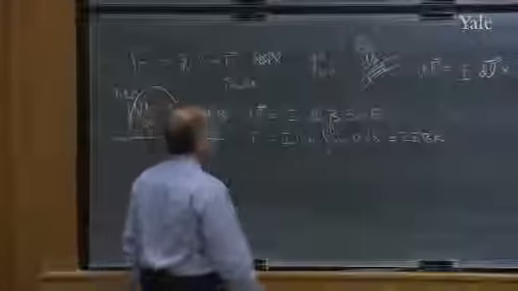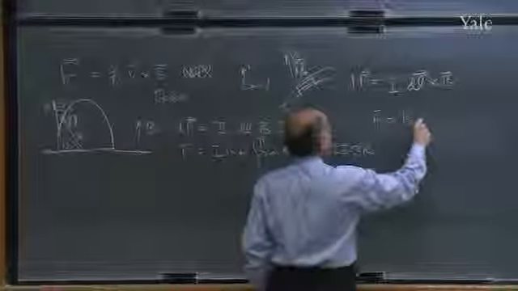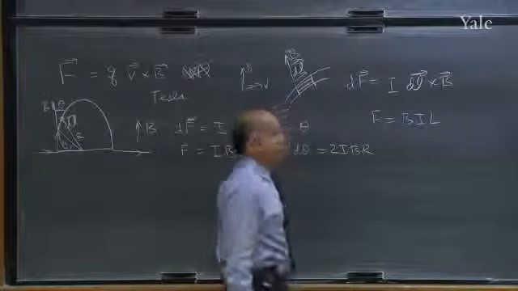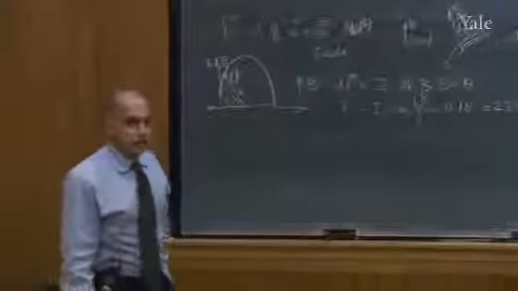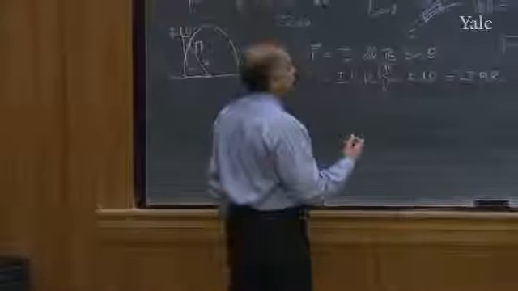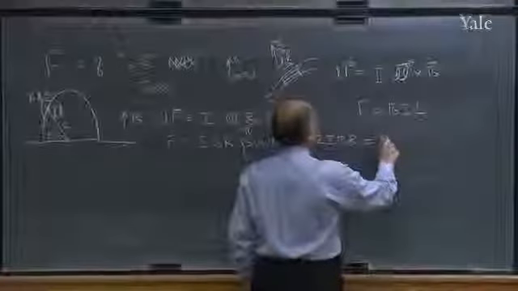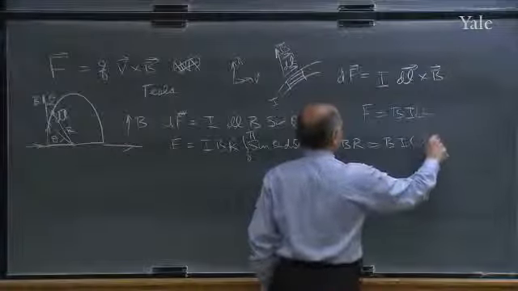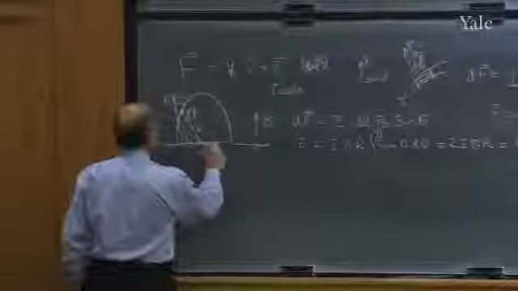By the way, it's very useful to know a quick rule, that the force on a segment where everybody is perpendicular to everybody is BIL. Segment of length L carrying current I in a magnetic field B, if B and I are all perpendicular, then the force is just BIL. So if you look at it that way, it looks like B times I times 2R. 2R being this length.